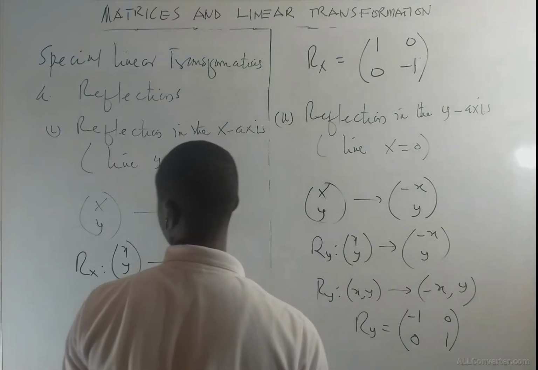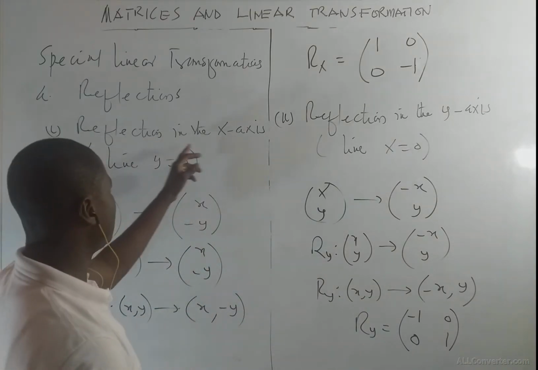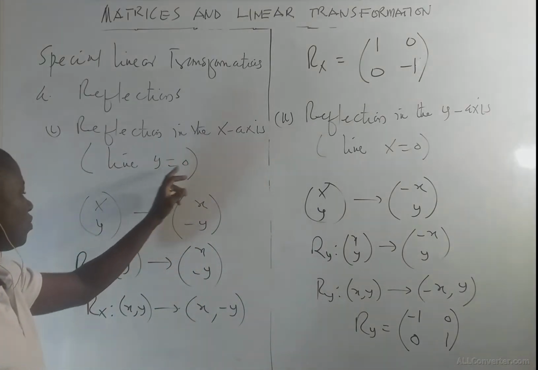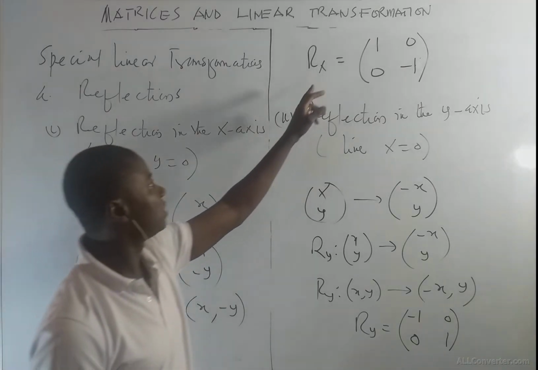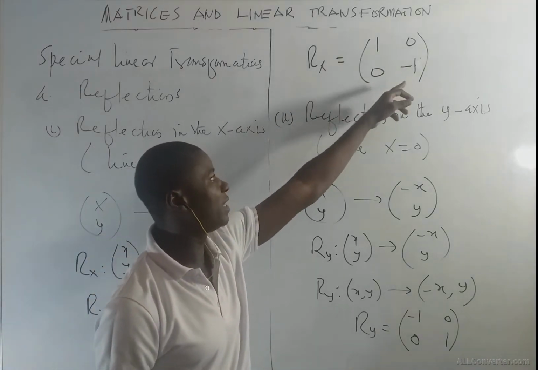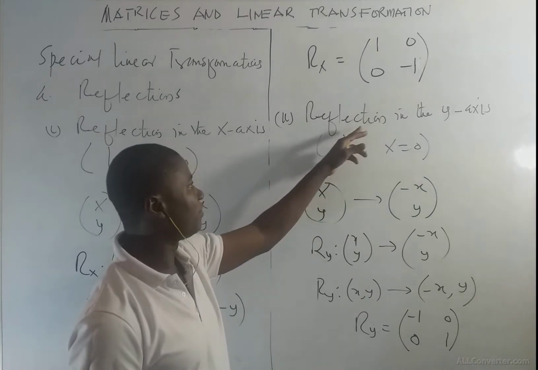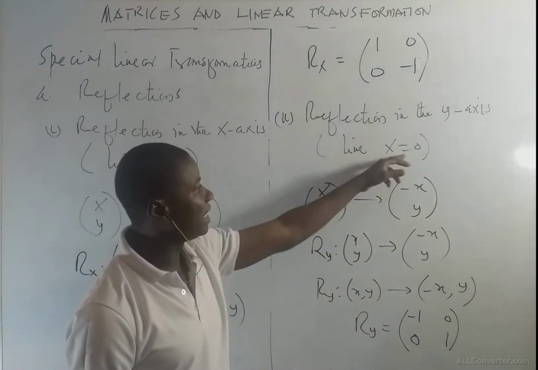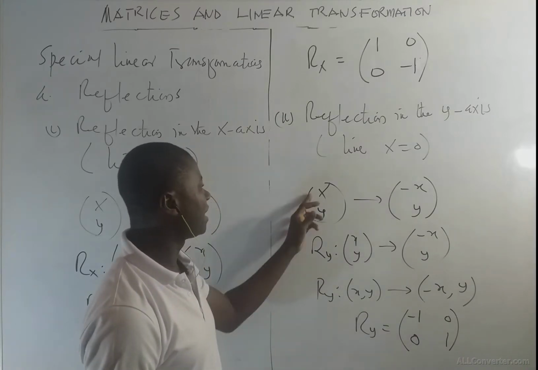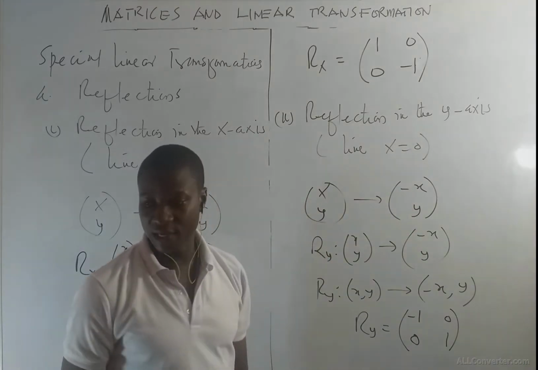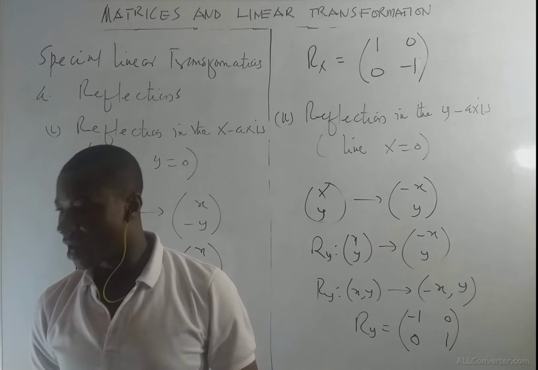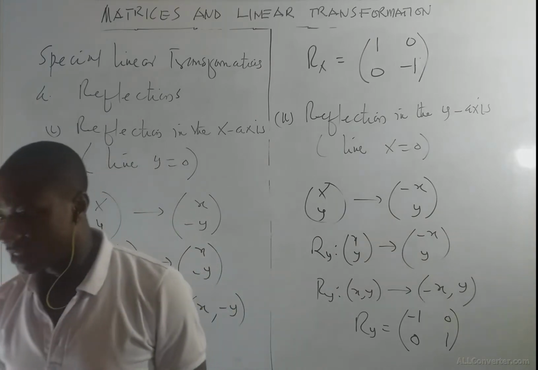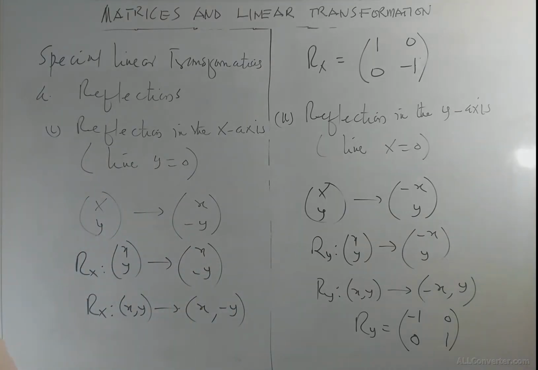So in general, we have reflection in the x-axis, or in the line y equals 0. The matrix is Rx equals [1, 0; 0, -1]. And we have reflection in the y-axis, or in the line x equals 0, where (x, y) will map to (-x, y). Now, the reason why this is giving us that is what I want to show you now.